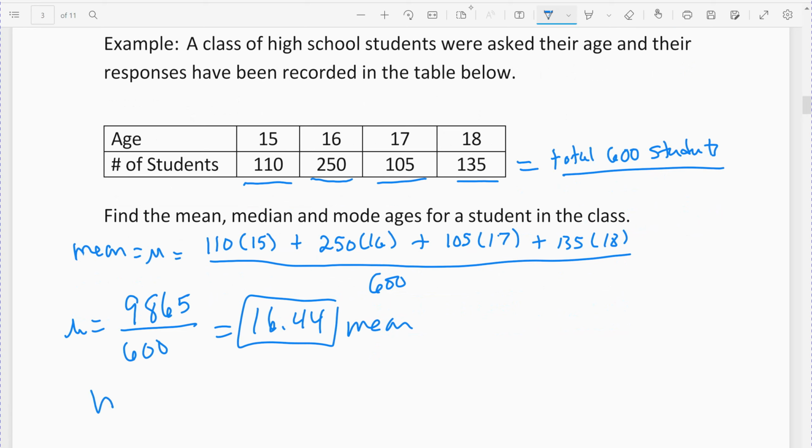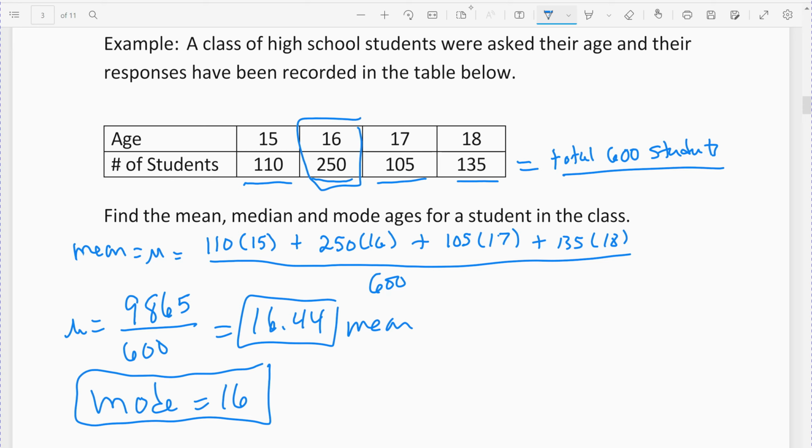Alright, mode again is pretty easy too. You just look at the group that had the highest number. So there were 110 15-year-olds, 250 16, 105 17, and so the 16-year-old would be the mode. Alright, that would be the most. Most of the students were 16 years old.